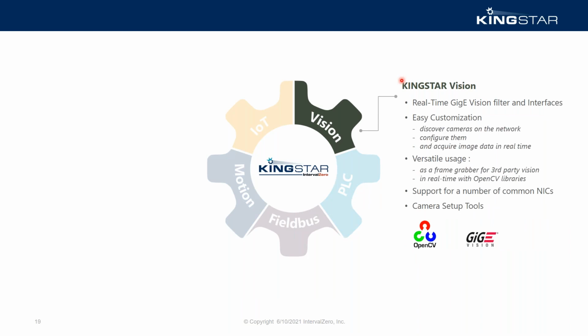The next piece is the Kingstar Vision. The Kingstar Vision is a real-time GigE stack that can be used like a software frame grabber, removing the need to have a PCI board for a real-time and stable frame grabbing. But it can also be used, for example, with OpenCV to run the vision in real time.